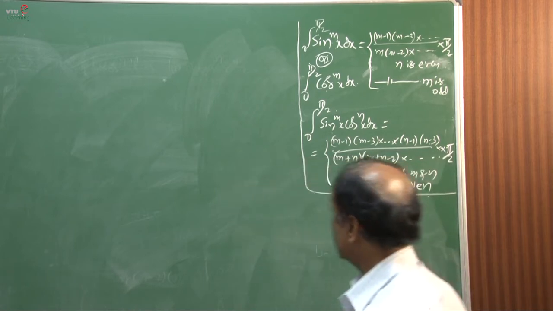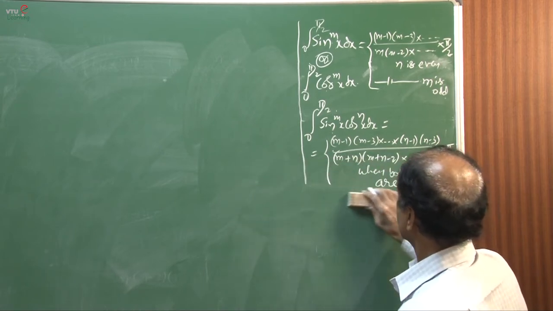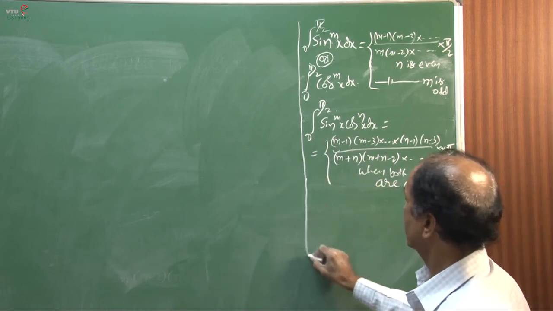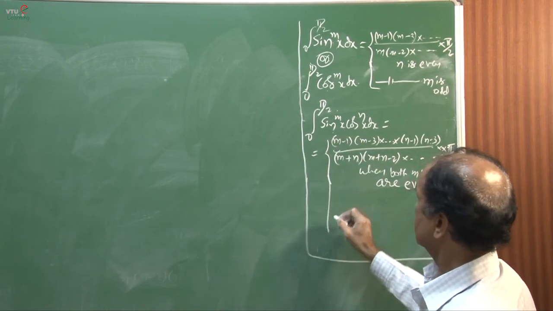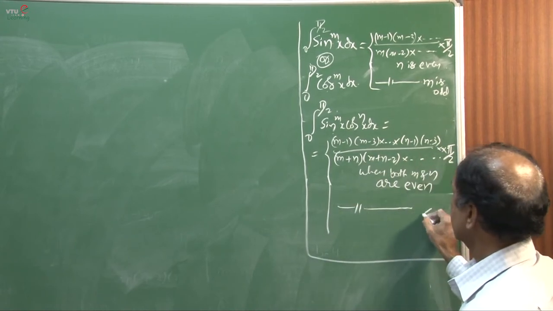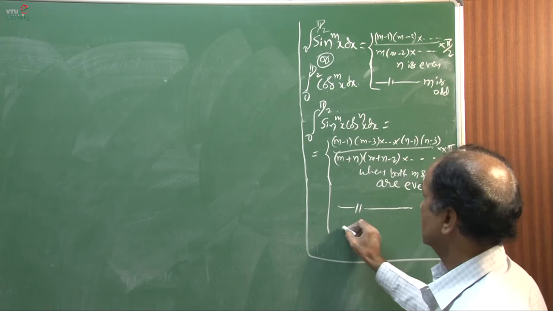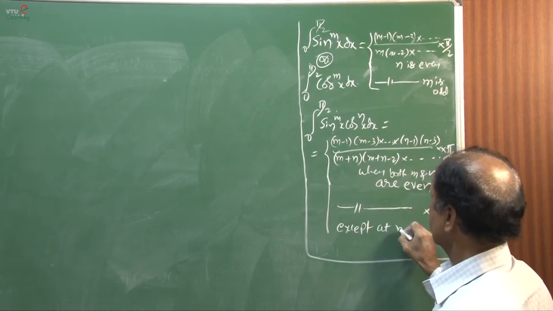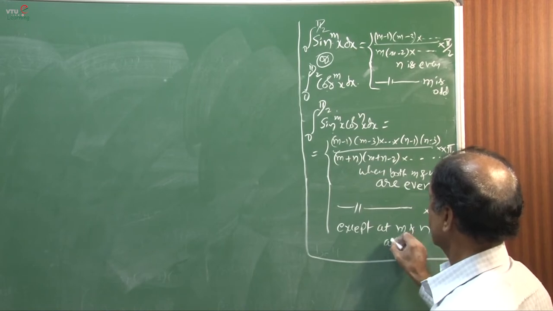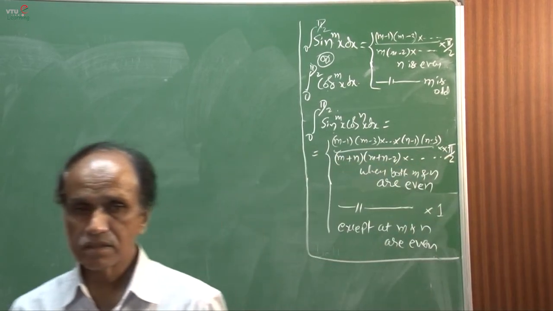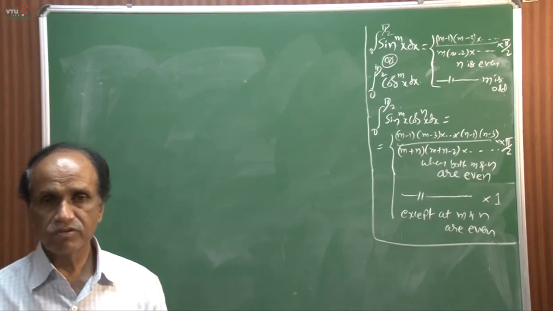And for the other result, the same step you can carry out, it is multiplied by 1, except when m and n are even. So this is the complete study on the reduction formula.